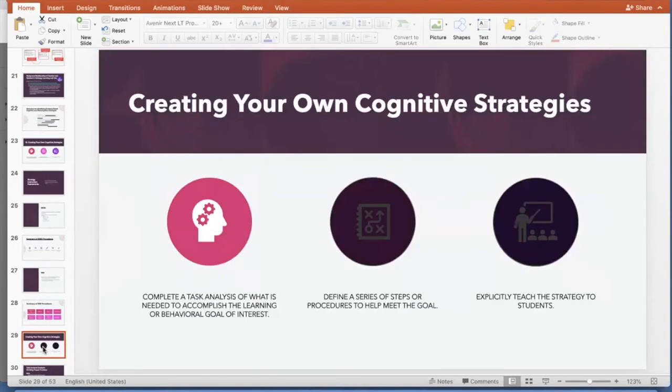Okay, so we're going to work on this sort of pared-down version of a strategic instruction model, where we're going to work through these three steps. Again, after you identify your skill or concept or procedure that you want to focus on with a strategy, your first step is task analysis: breaking it down so that you really define as clearly as possible what students need to do to accomplish the task, strategy, or procedure.